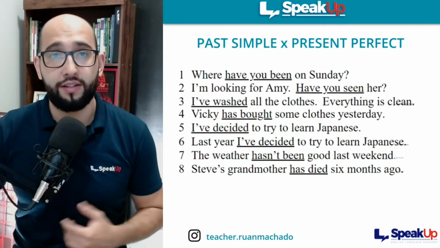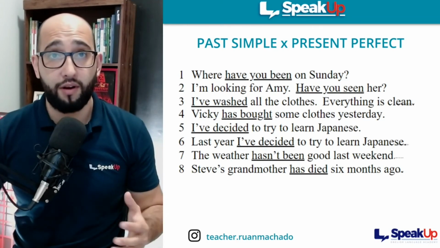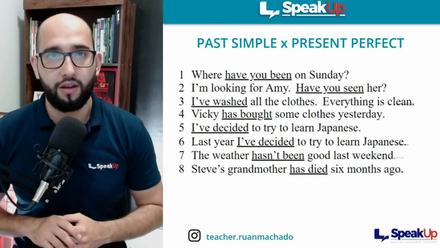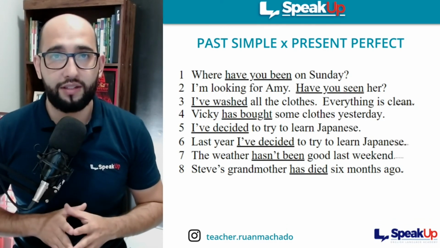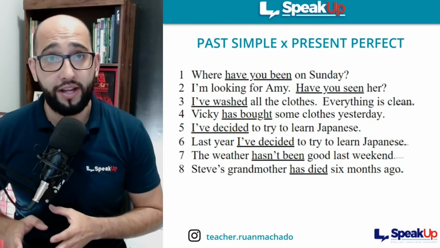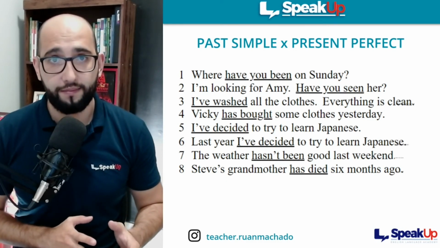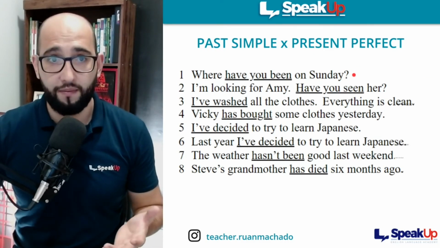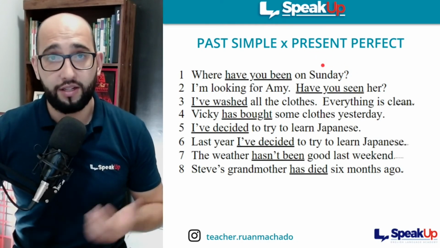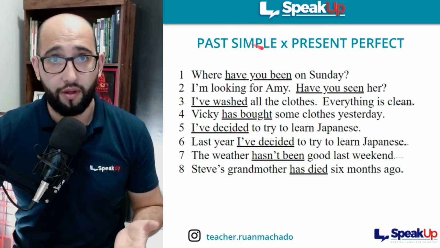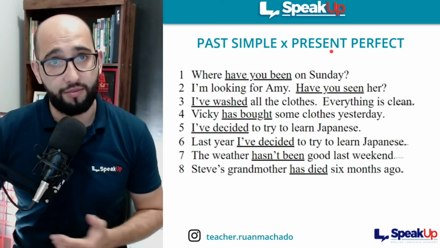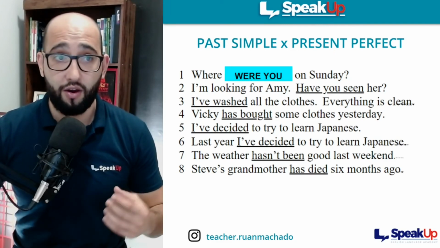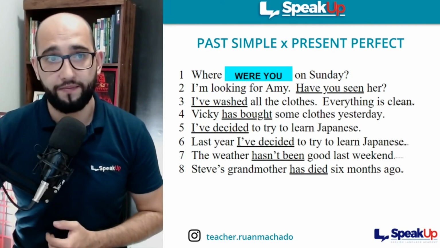Now, let's take a look at some sentences. Some of them are incorrect. Let's decide which ones are right and which ones are wrong. Sentence number 1. Where have you been on Sunday? On Sunday is a common expression for the past simple. Therefore, I cannot use the present perfect. So this sentence is incorrect. I say, where were you on Sunday?